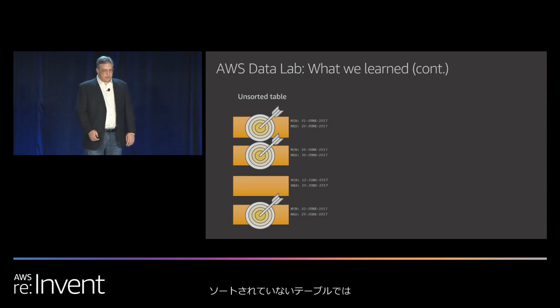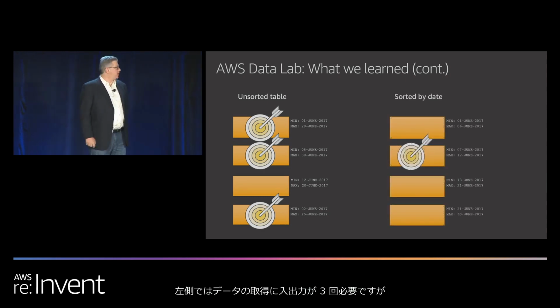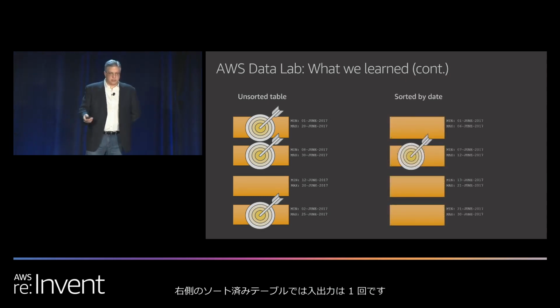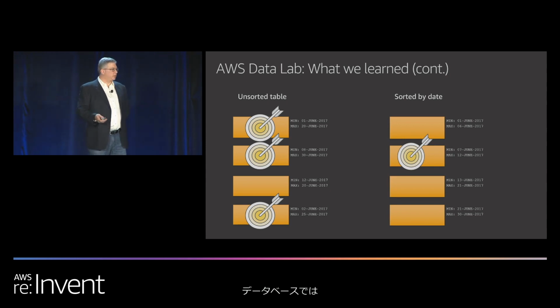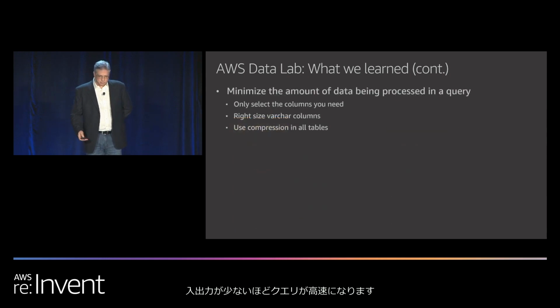So with an unsorted table, if you're looking for a date of like June 12th or so, on the left side, you need to do 3 I/O to get the data. On the right side, the sorted table, you do 1 I/O. Very simple. In the database world, less I/O, faster queries.